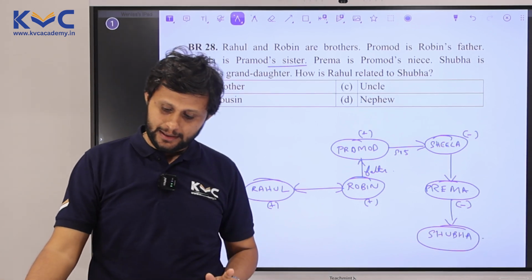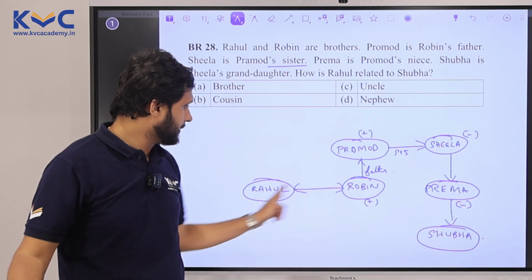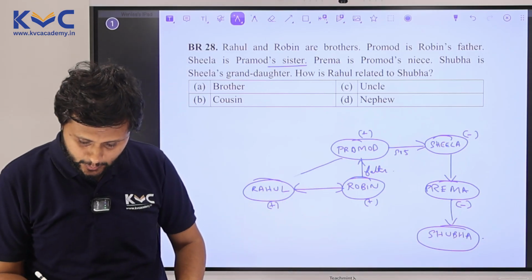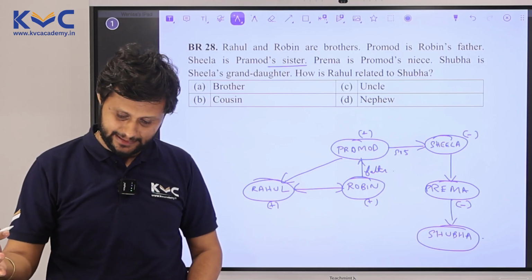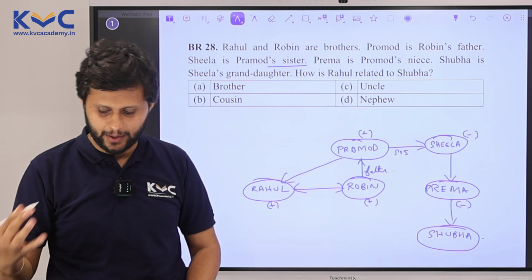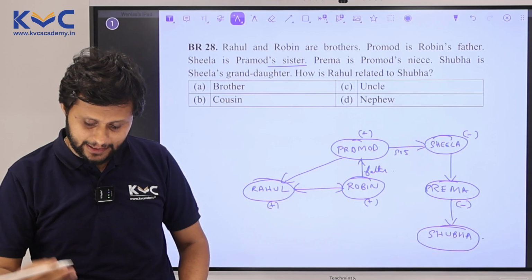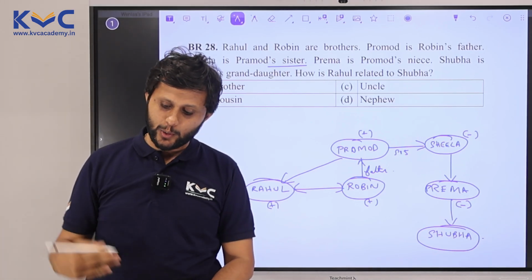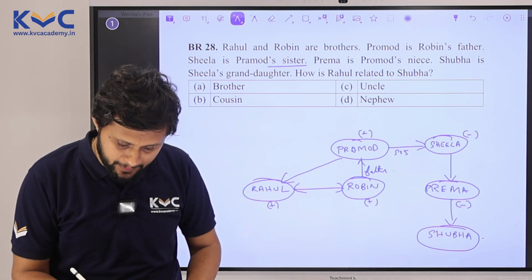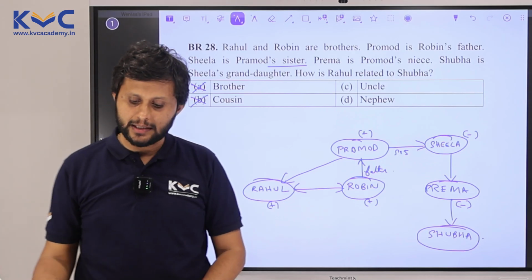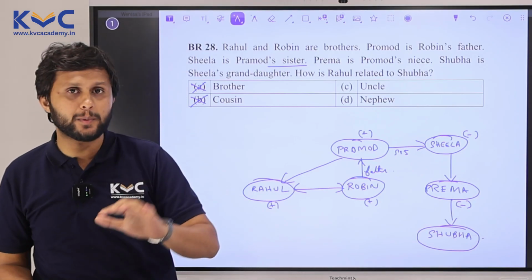How is Rahul related to Shubha? Where is Rahul? Rahul is over here. These are siblings, so we have the same father over here. So we are talking about fathers, sisters, so we are talking about aunts, daughter, basically they are cousins, correct, cousin. And then we have a further level below that, we are talking from Shubha's point of view. For Shubha, one relation higher, so it cannot be brother, it cannot be cousin, so it should be either uncle or nephew, correct. But we are talking from whose point of view? From Shubha's point of view.